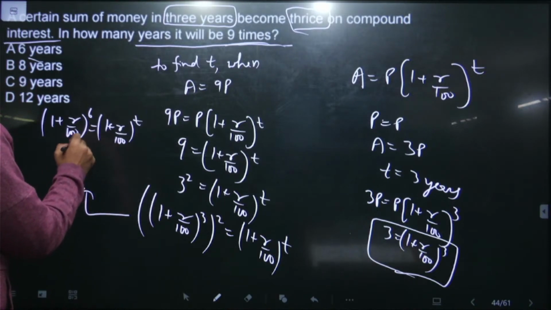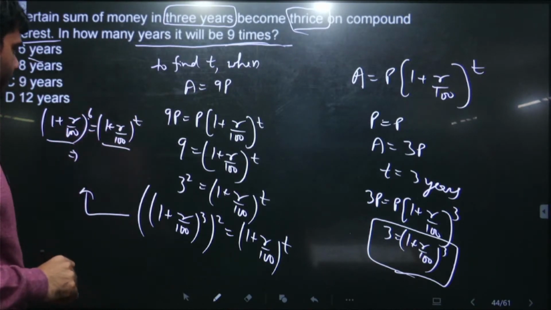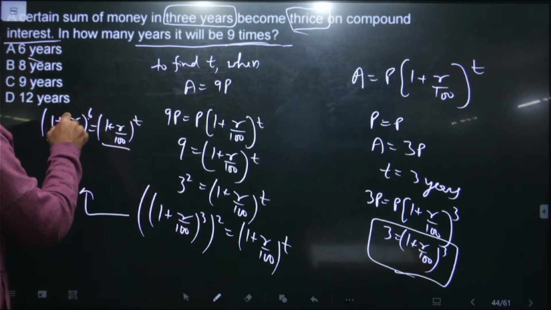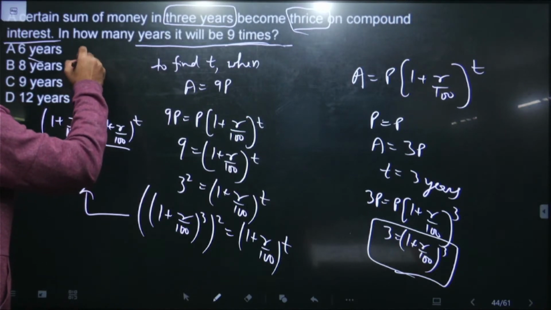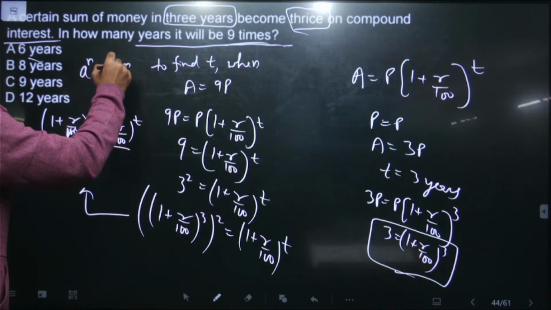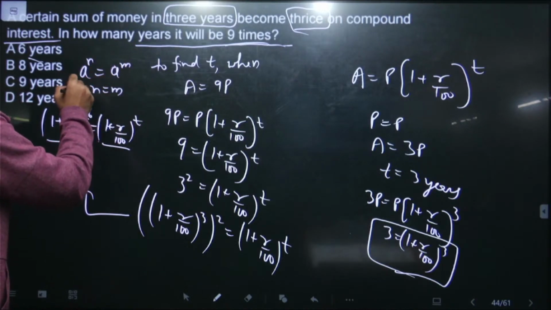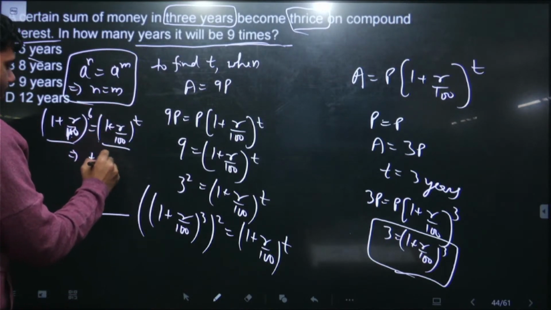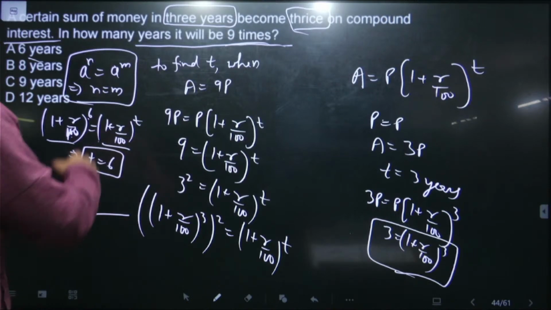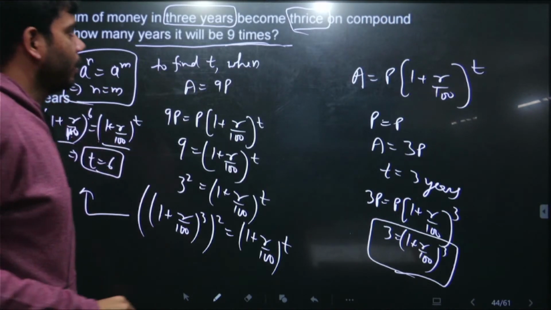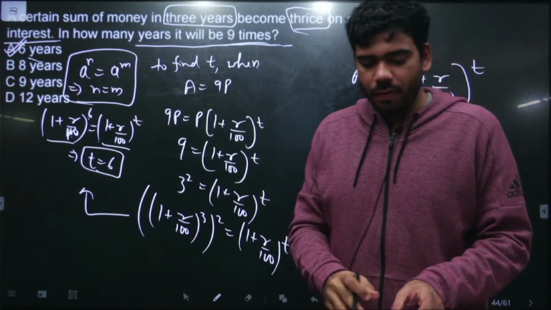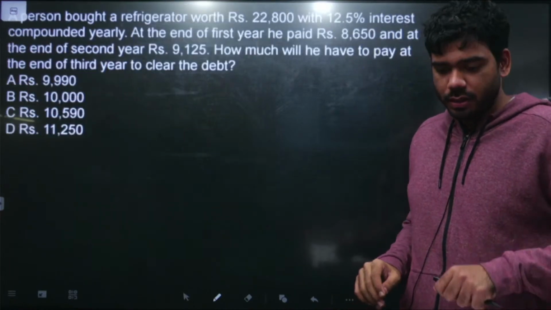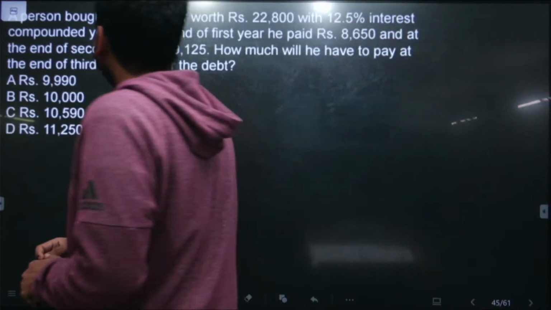So comparing the powers, since the base is exactly the same, here the base is 1 plus R by 100, and here also the base is 1 plus R by 100. Since the base is the same, A raised to the power n is equal to A raised to the power m, and since the base is the same, we can write n is equal to m. Right? So comparing the powers, we get T is equal to 6. That means it will take a complete 6 years for the principal amount to become 9 times. This is the question of compound interest. So this is the next question.